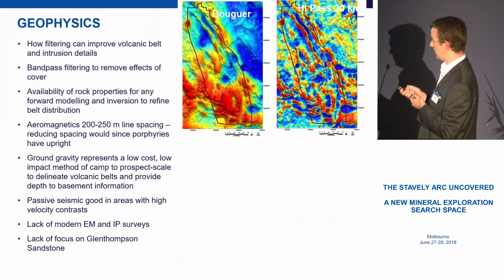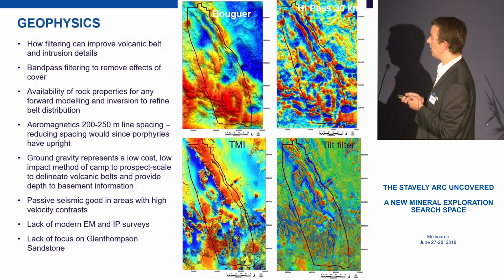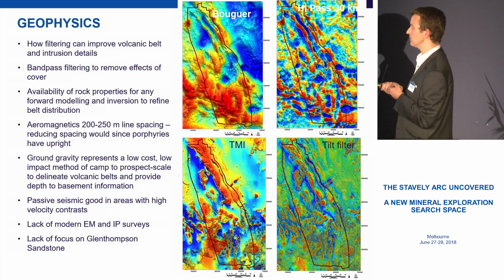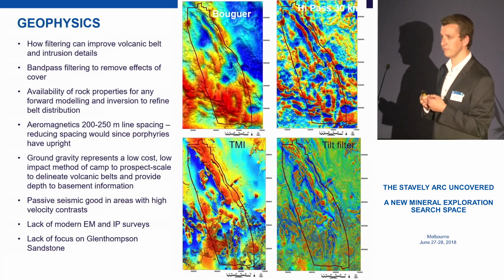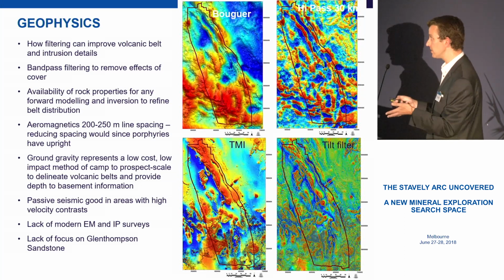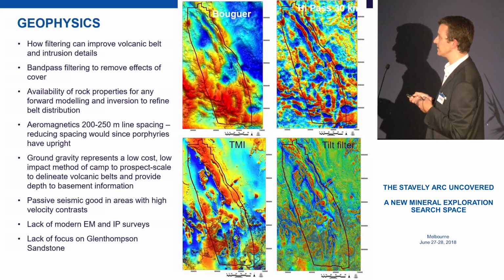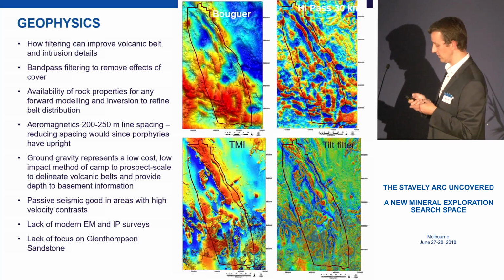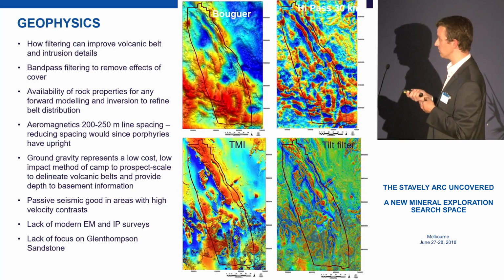Phil presented excellent details about how we can apply filters to get more out of regional geophysical data sets. There's also a lot of rock property data available for anyone who'd want to do any forward modelling or inversion to refine belt distribution, but also at the belt to camp to prospect scale, there's also room for improvement for the line spacing as well, but also to improve gravity stations as well. And that represents obviously a relatively low cost, low impact method of exploration in the area.